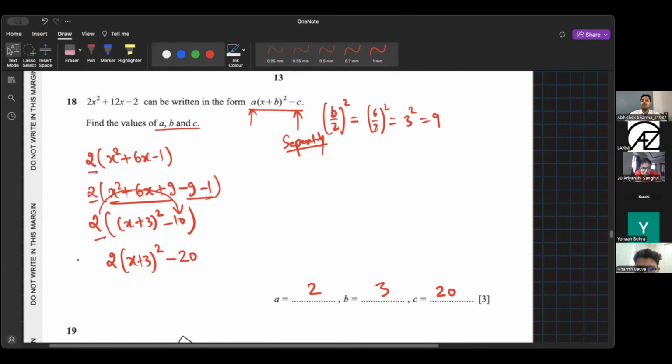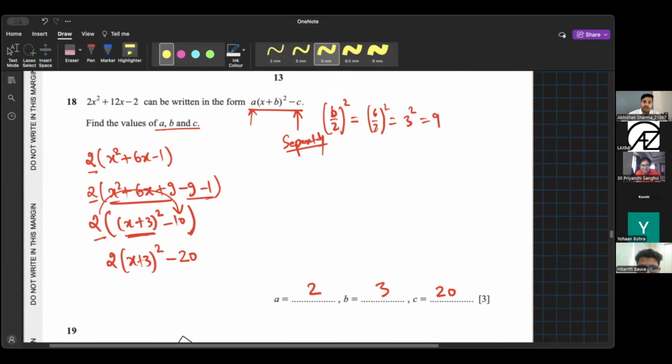But wait. Okay, Priyanshu, tell me what we will get if we open the bracket. Sorry? Yeah, 2x square plus 12x plus 18, minus 2 times 18. Priyanshi, there are two brackets. Don't open this one, only open the outside bracket. Now tell me. 2(x plus 3) the whole square minus 20. Exactly. Okay, got it. Clear?